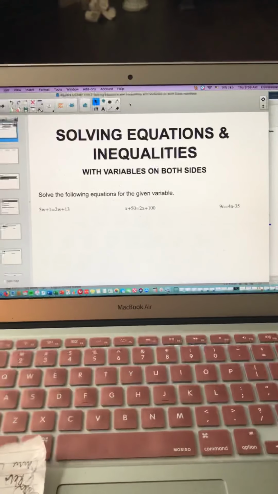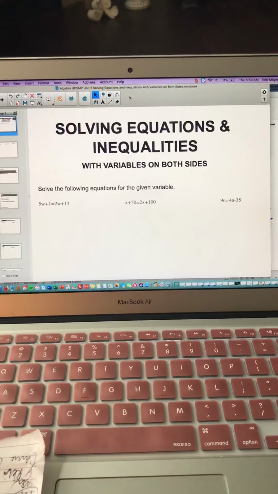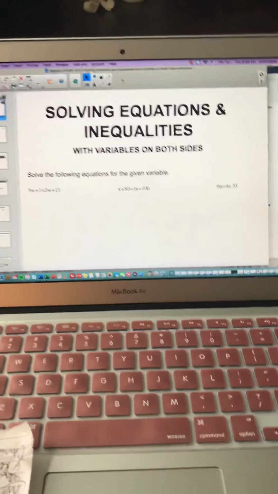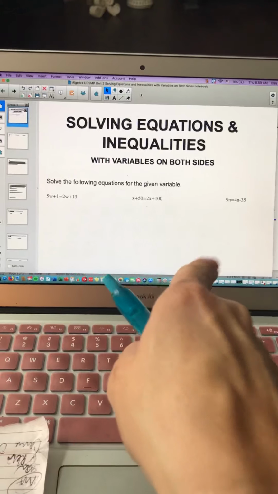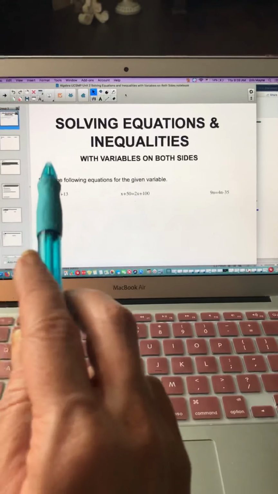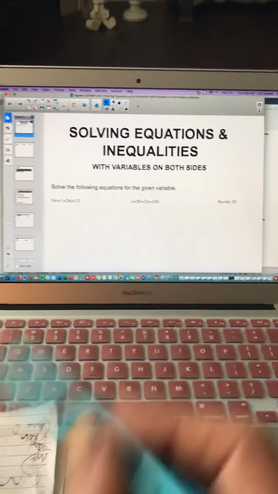We are going to start solving equations and inequalities with variables on both sides. I am at home, so instead of writing up here on the smartboard, I'm going to take these exact same three equations, and I have them on my board in front of me. I'm going to walk through what you see here as being different, and then we'll talk through how to solve.